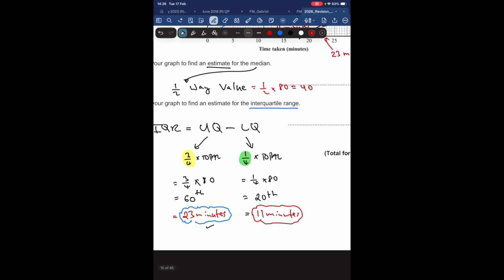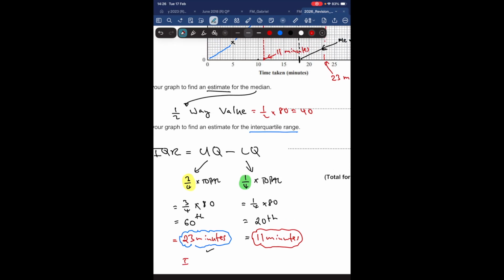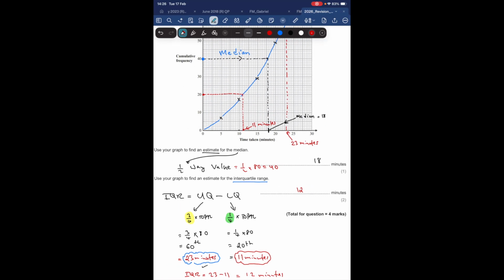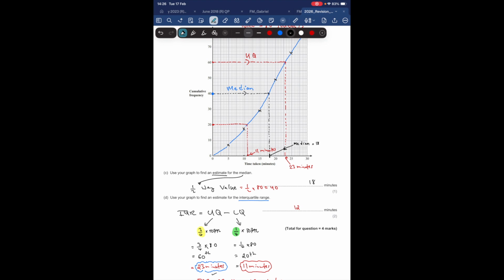And the interquartile range is just going to be the difference between these two values. It's going to be 23 minus 11, which gives us 12 minutes. And that's how we calculate the interquartile range. And again, I can just basically label the lines. The top line for the 60th value was the upper quartile. This line here was the lower quartile calculation, LQ.